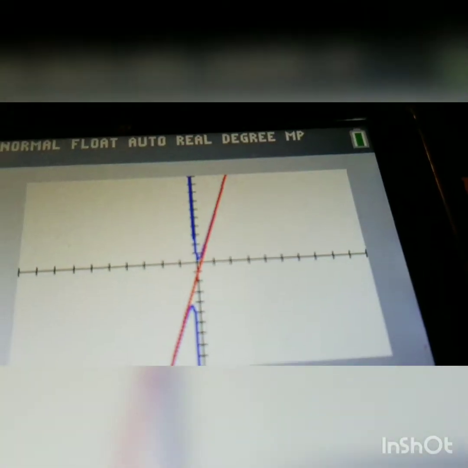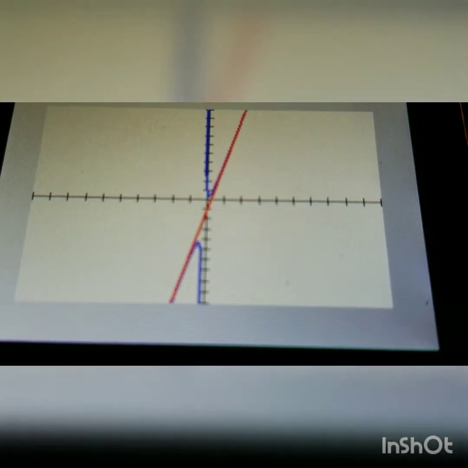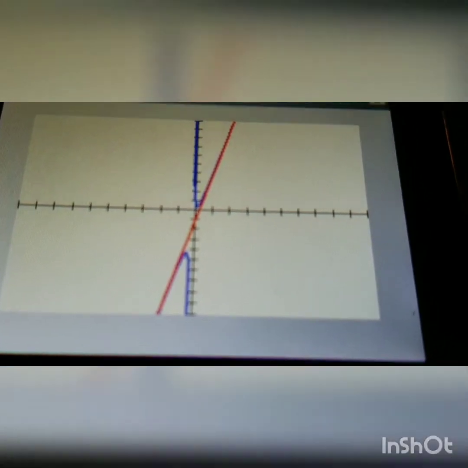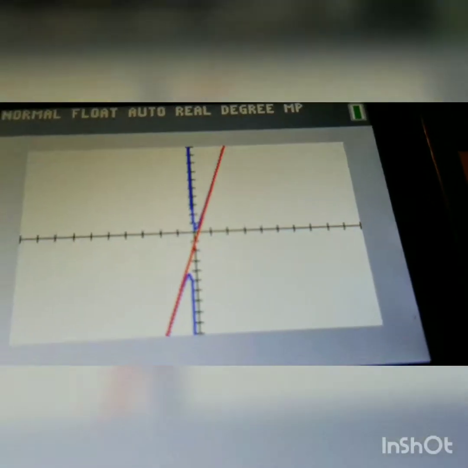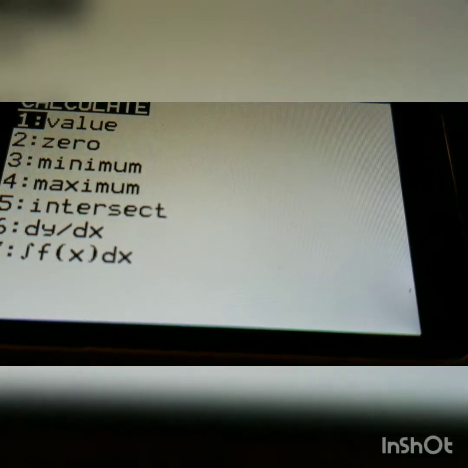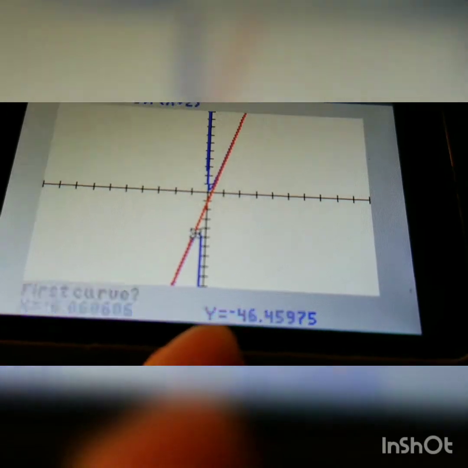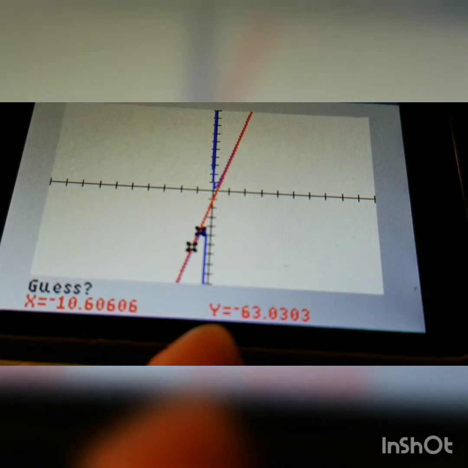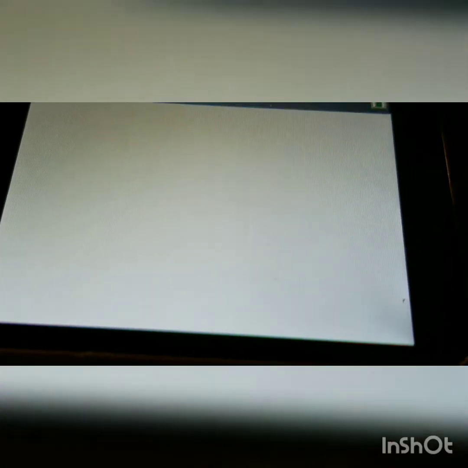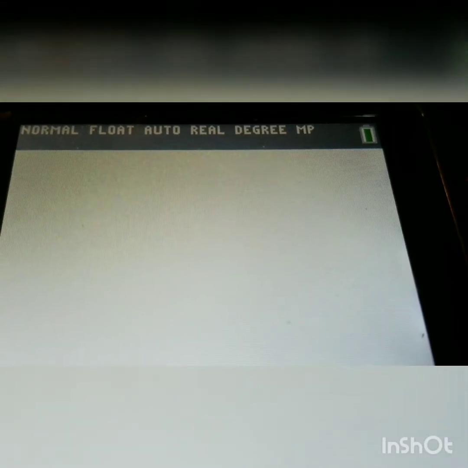See how the graph never intersects with the asymptote, which is in red. That's awesome. If we go into this and press intersect, look at this. Nowhere on the graph does it intersect. See? Nothing happens. That's because there's no intersection in the first place.